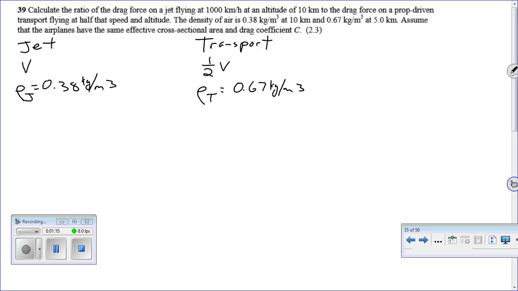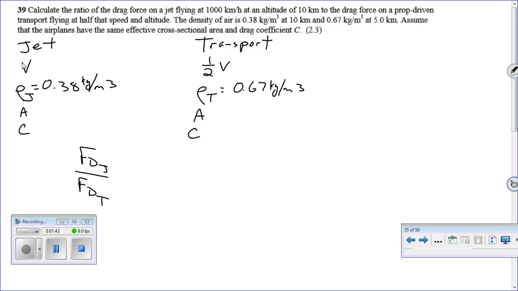All right. Now, they've both got the same area, and they've both got the same drag coefficient. And so what the question wants us to find is the ratio between the drag force on the jet and the drag force on the transport. Okay?